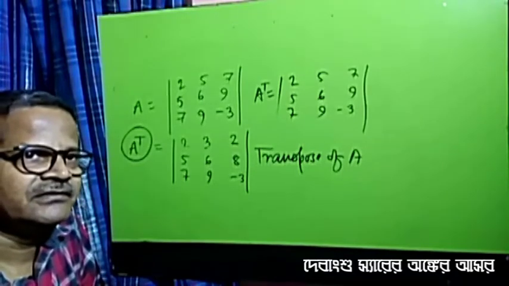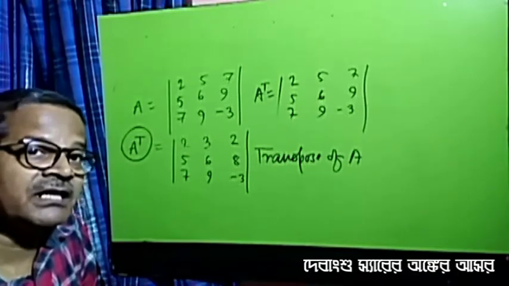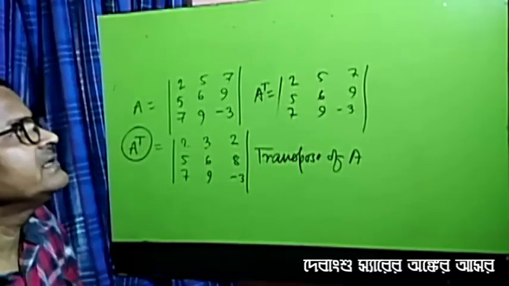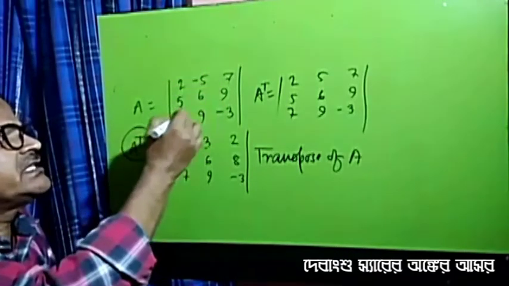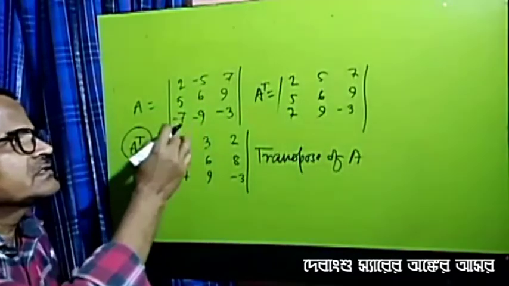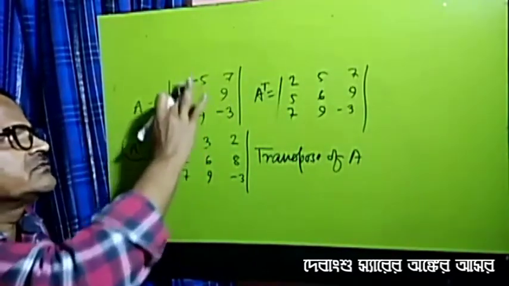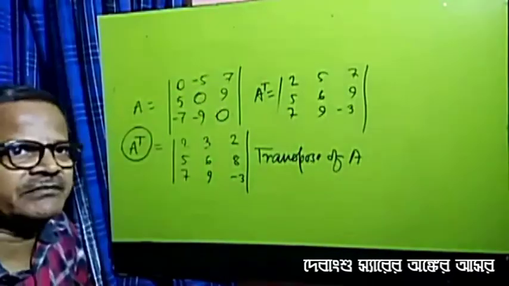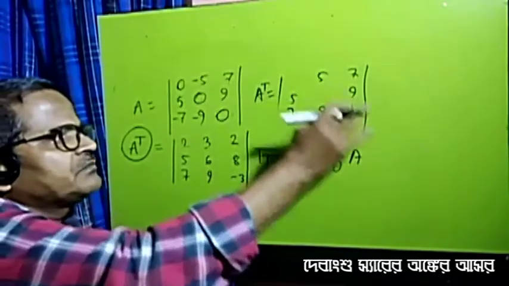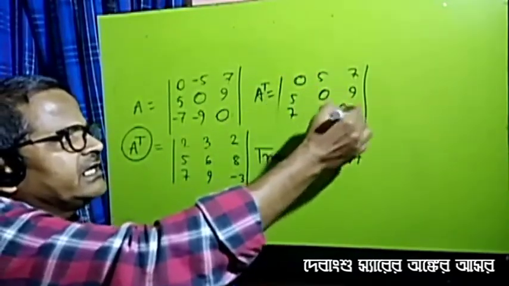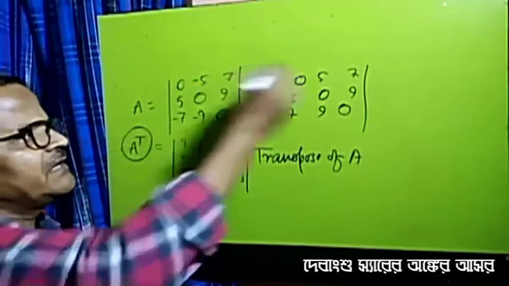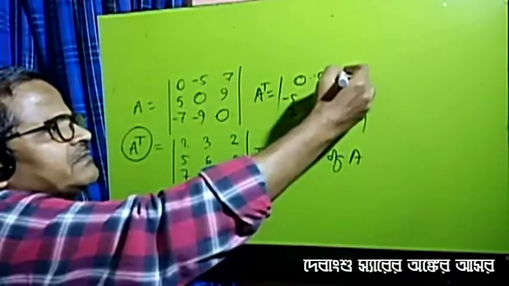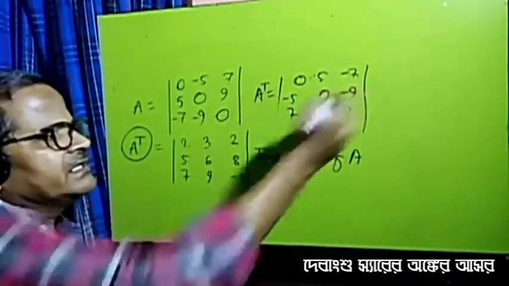But if it is a skew symmetric determinant, then what will happen? It becomes a skew symmetric determinant. The diagonal elements are 0. Now C is a skew symmetric determinant. If we take the transpose, the diagonal elements remain the same. So this minus 5 becomes plus 5, minus 7 becomes plus 7, plus 7 becomes minus 7, and 9 becomes minus 9.